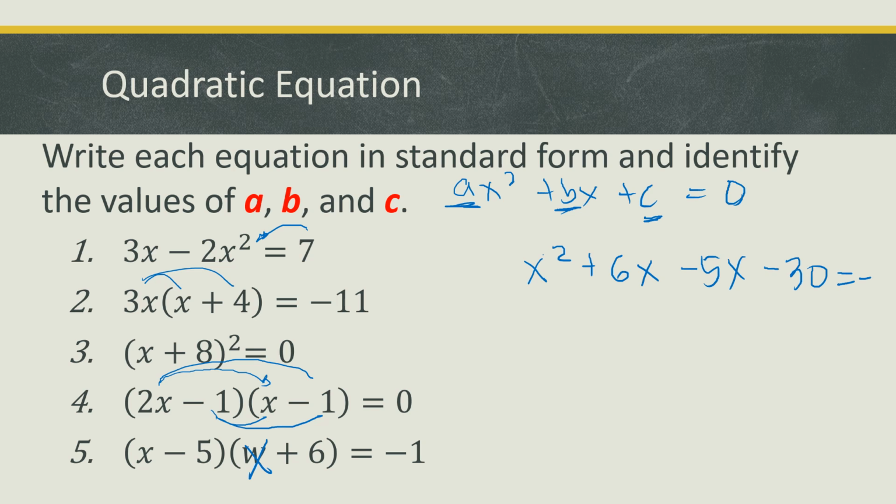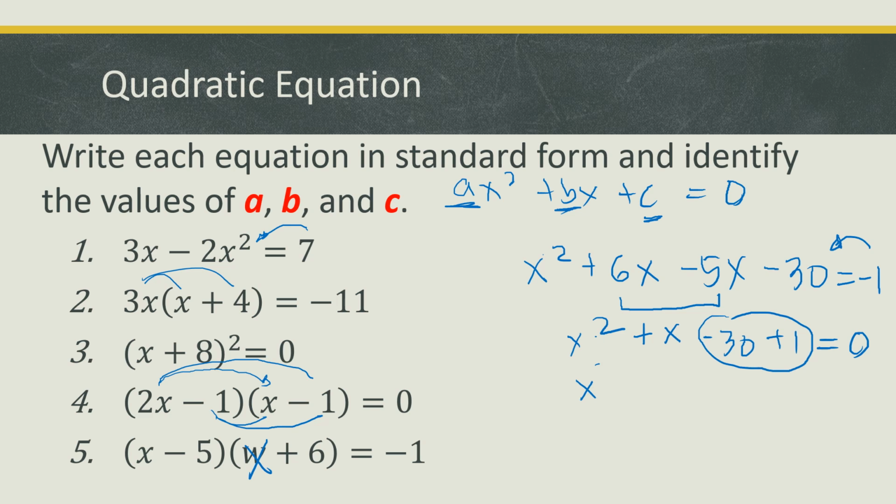We have negative 1 on the other side of the equal sign. So in that case, we need to combine like terms. We have 6x − 5x, which is positive x. We have x² − 30, then transpose negative 1 as plus 1, then equate it to 0. Let us combine the constant terms. We have x² + x − 29, as −30 + 1 will give us −29, equals 0.